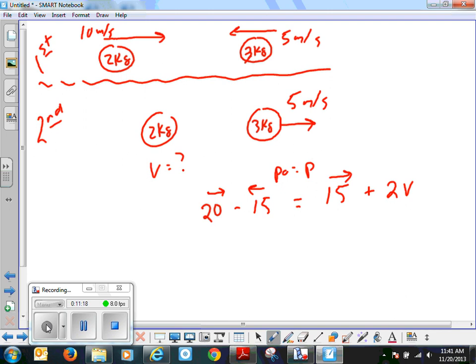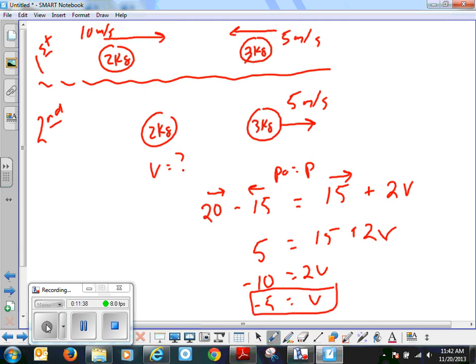Did I write that correctly? Okay, so it's going to be 5 equals 15 plus 2v. A negative 10 equals 2v. v equals negative 5, in the negative direction, which we determined right here as being in this direction. So the velocity is negative 5 meters per second. Can you do that for the test?